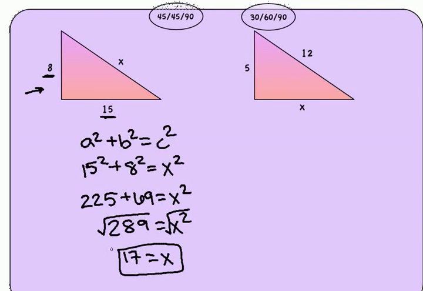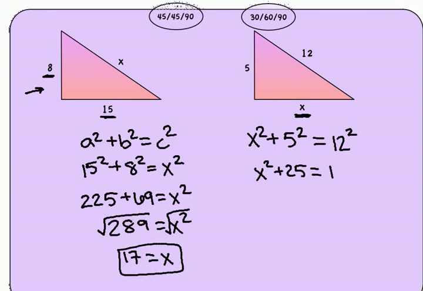Second piece we want to take a look at is what if I don't have c as my unknown? So in this case, my a or b is actually going to be the unknown value. So we can say that x squared plus my b squared, we're going to call is 5 squared, is going to equal c squared. C is always your longest leg, and it's always the hypotenuse. So in this case, we get x squared plus 25 is going to equal 144.